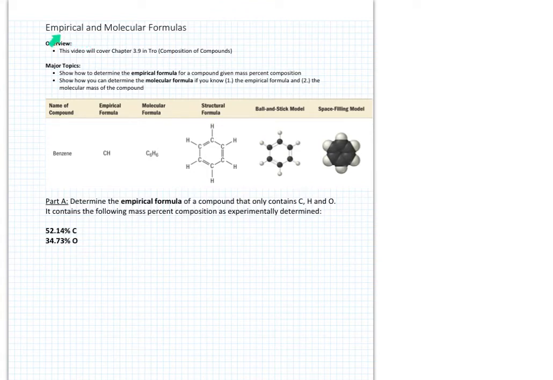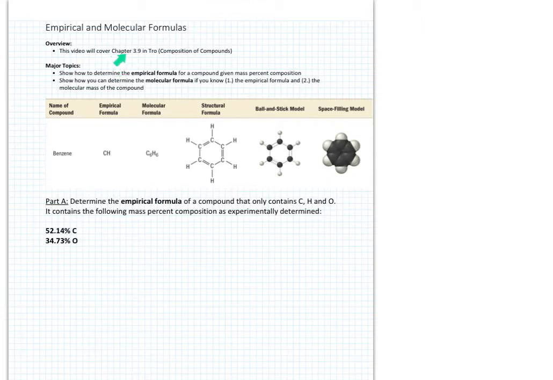Today we're going to talk about finding empirical and molecular formulas from experimental data. This would be if you did a certain experiment, you got some information from that experiment, and you needed to find the empirical formula and the molecular formula. You'd have different pieces of information in order to do that. We'll talk about how that works in a few minutes.